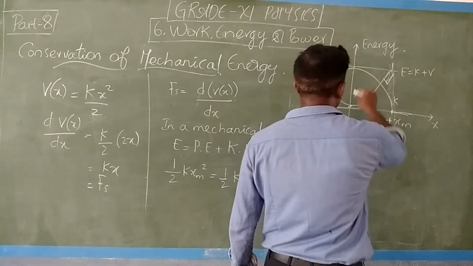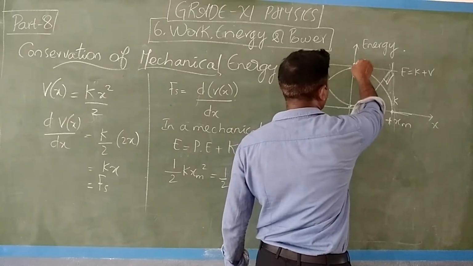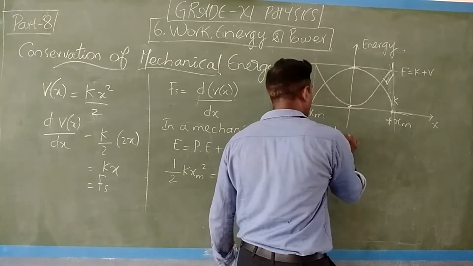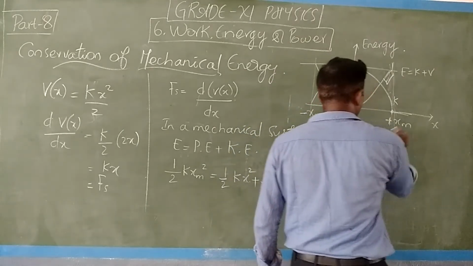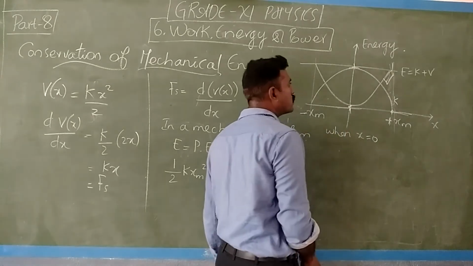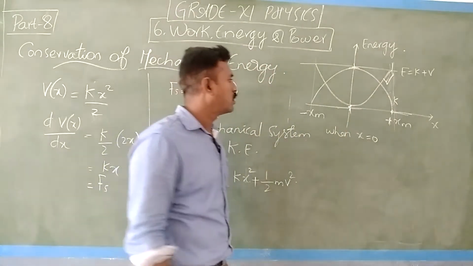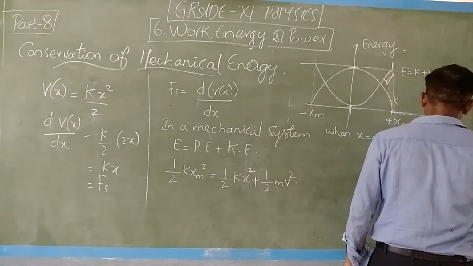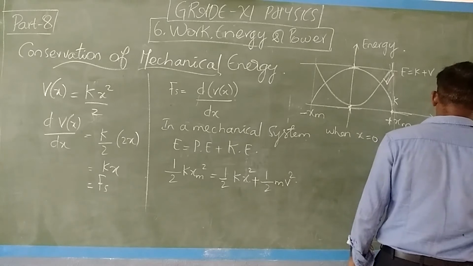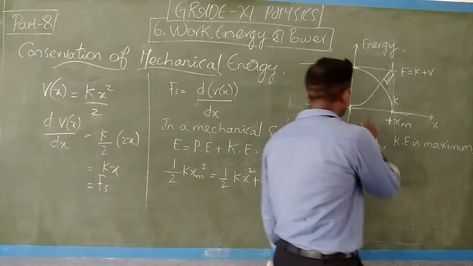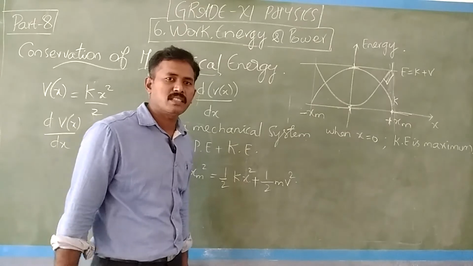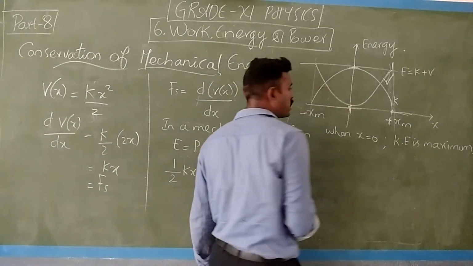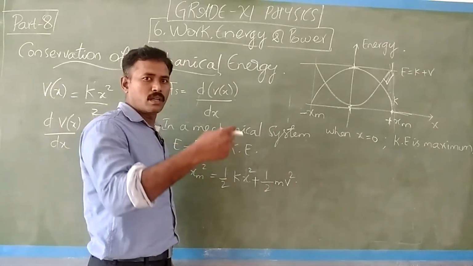Now that is when the energy is more. When x equal to more, the kinetic energy is maximum. When x equal to 0, the kinetic energy is maximum. That is, when the value of x is 0, what happens to the kinetic energy?